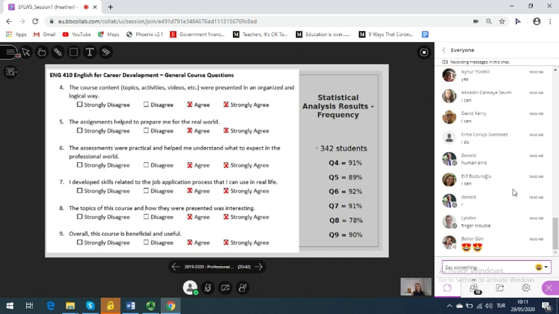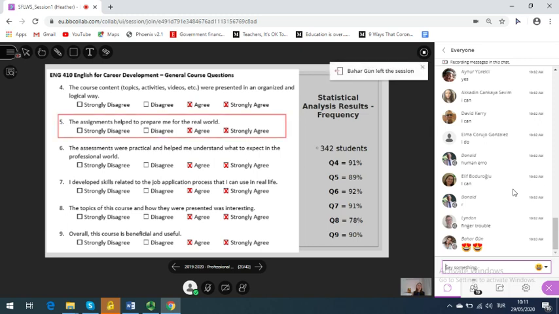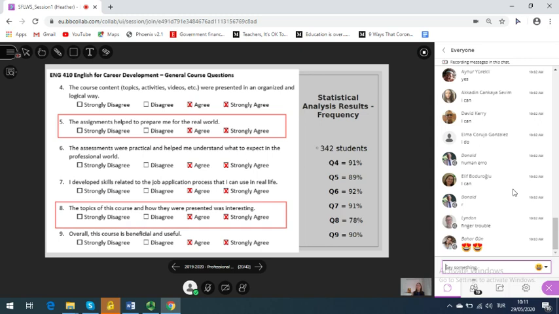So you see question 4, it's organized in a good way, let's say. Question 5, this one was really important for me. It helps the students in the real world, they could see that connection, 89% of them. But then we also had question 8, which showed that only about 78% of the students found it interesting, which is understandable. There's nothing really exciting about cover letters or job application forms.